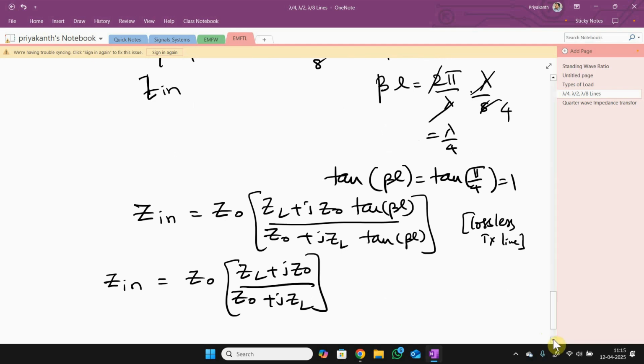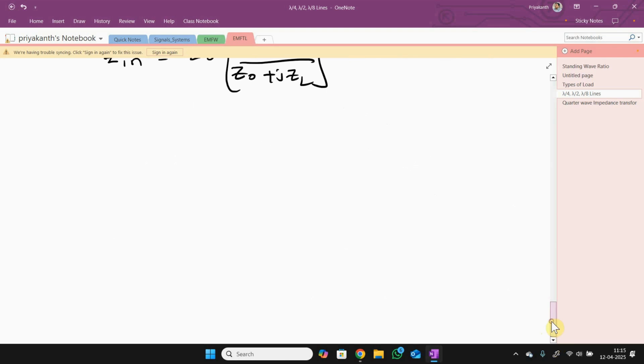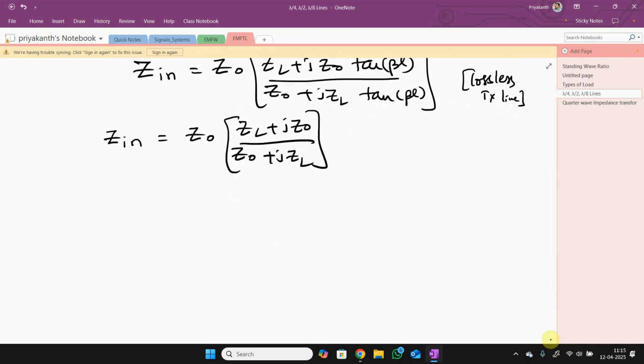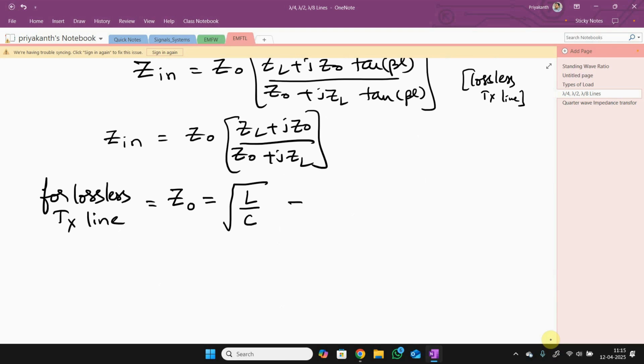Okay, now since I'm mentioning that it is a lossless transmission line, can you please tell me what is Z0 for a lossless transmission line? We did two cases. One lossless transmission line, the other one is what I said, distortionless transmission line. So for lossless transmission line, can you please tell me what is Z0? Just check your book and tell me. Under root of L by C. Right. So it is a constant now. It is a real constant.